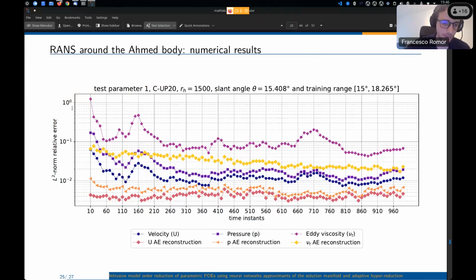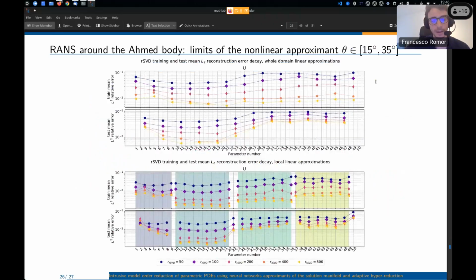So in a way, the pressure, velocity, and the viscosity are coupled in a single eigenmode. And of course, this is still the parametric domain range from 15 degrees to a bit more than 18 degrees of the slant angle. Instead, if you want to consider a parameter range from 15 to 35, there would be some problems. And this happens not only for this implementation of the nonlinear manifold method, but also generally for applications that consider pure data-driven methods that use SVD as a preprocessing step, and then a nonlinear autoencoder. And then maybe they learn the dynamics with another network.